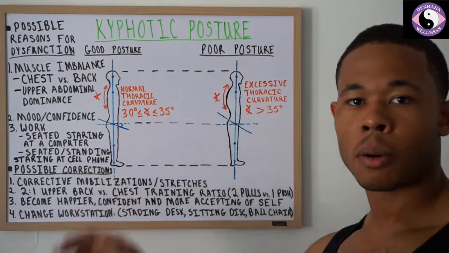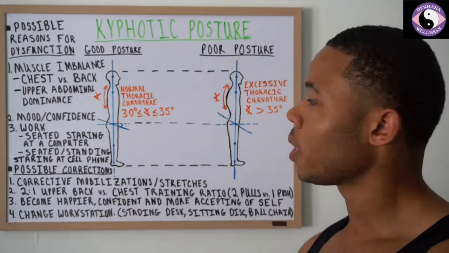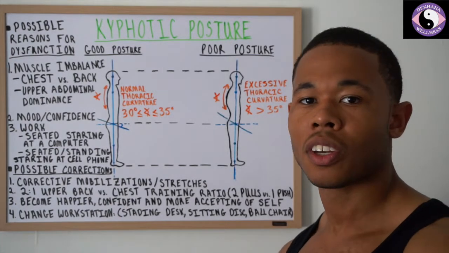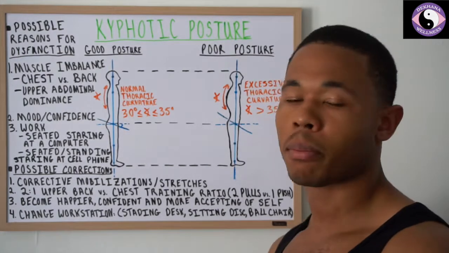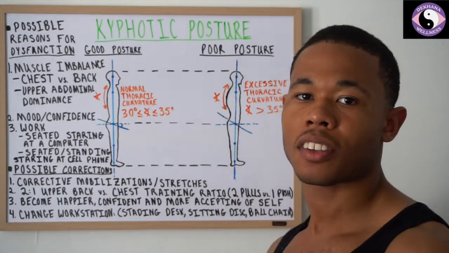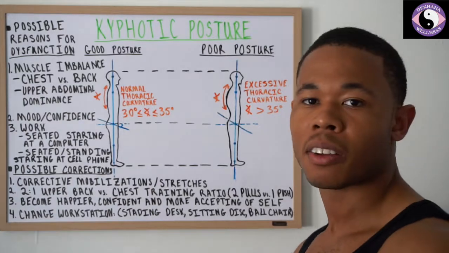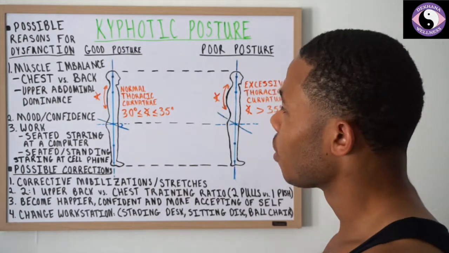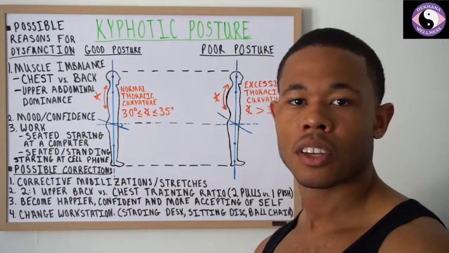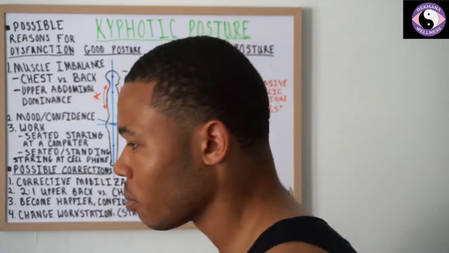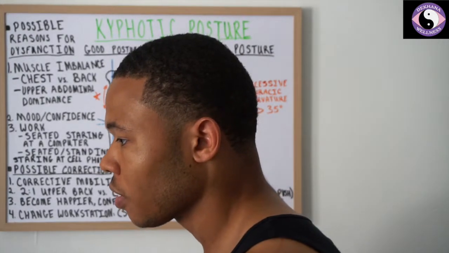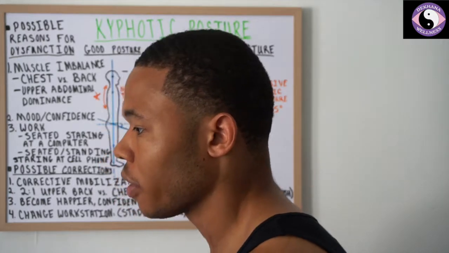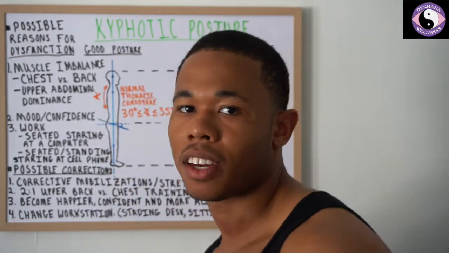So a couple of possible reasons. One could be a muscle imbalance of the chest and back muscles. So the front and back muscles, let's put it that way. If someone's doing a lot of bench pressing and not enough pulling exercises, that's going to cause that muscle imbalance. And another, let's say upper abdominal dominance. If someone's doing too many crunches in the gym, remember upper abdominal is going to pull the body forward like this and cause that rounded back if you're not coupling it with enough back exercises.